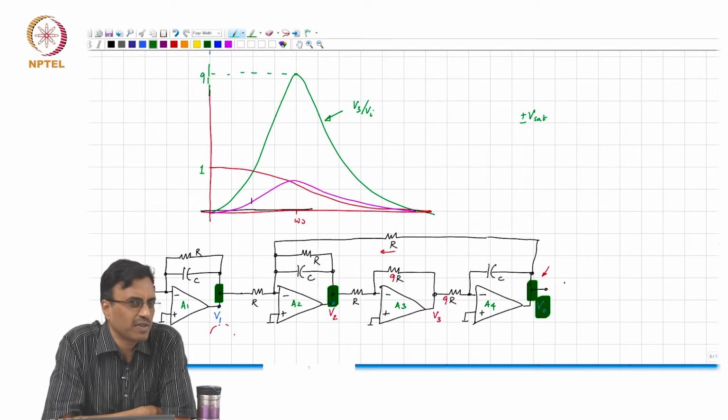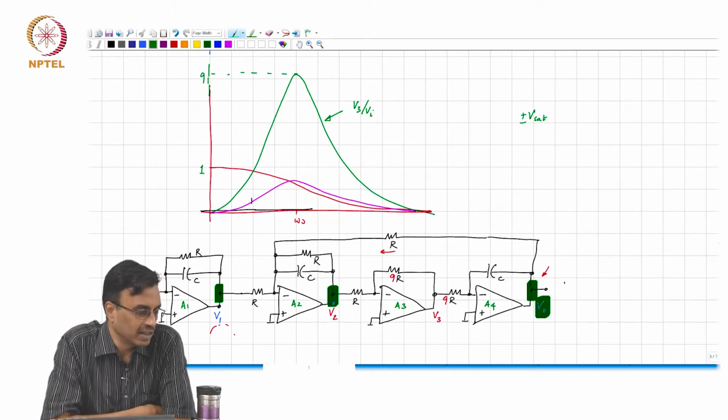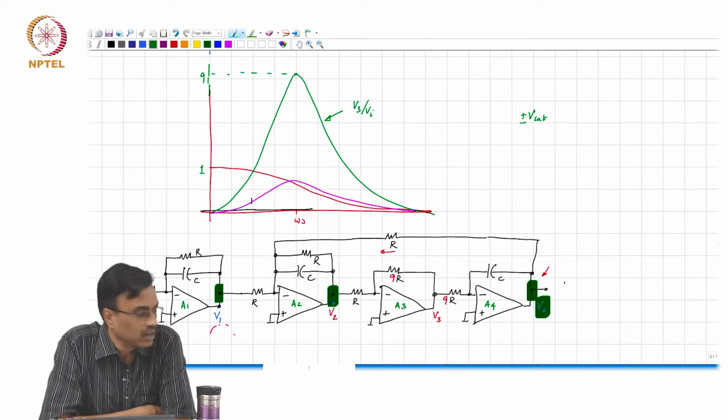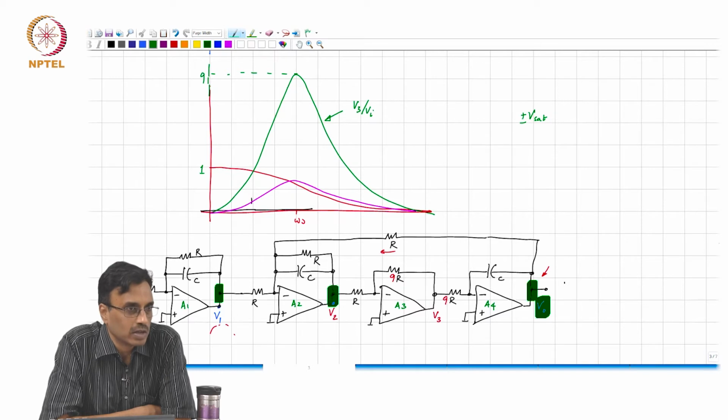And this Vsat is a function of the power supply. You've already taken analog design classes. You know that at some point when the voltage at the output goes very large, some device goes either into the triode region or gets cut off or one of those things, and therefore there is some limit there which depends on the supply voltage. We assume those limits to be plus minus Vsat.